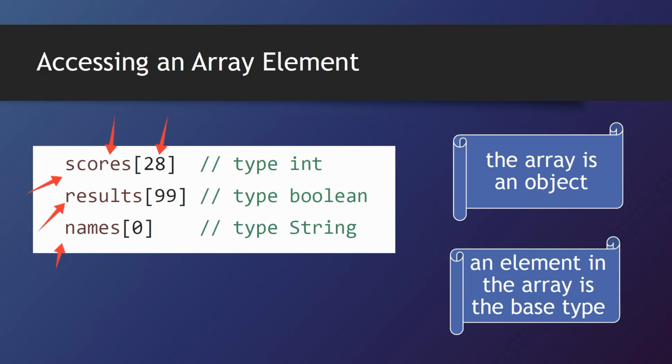So the array itself is an object. But the type of a single element within the array is the base type that can be primitive or object. An element of the array can be used anywhere that you would expect a variable of that base type to be used, including passing it as a parameter, using it in an expression, or using it to invoke a method.